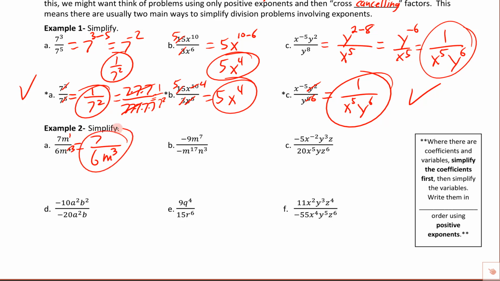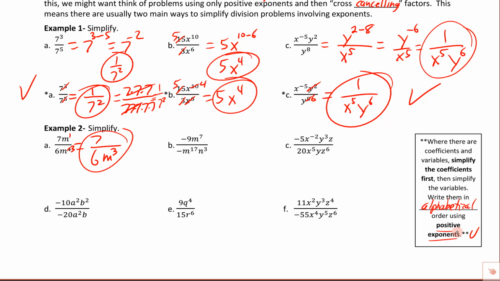So a couple of quick things. If there are coefficients and variables, we're going to simplify the coefficients first, like we did here. We got those figured out. Then simplify the variables and write them in alphabetical order. We're still going to be writing in alphabetical order, okay? And make sure you write it using positive exponents, okay? We don't want any negative exponents here.